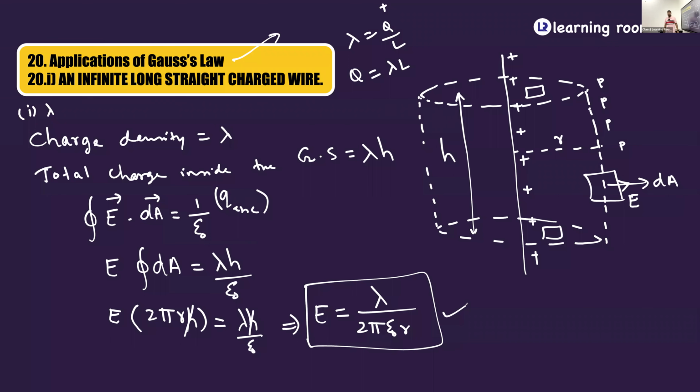So for this value, we know that E is equal to lambda divided by 2 pi epsilon naught R. See, there is something you will not find in your textbook.